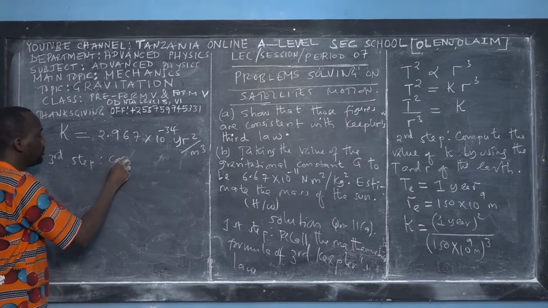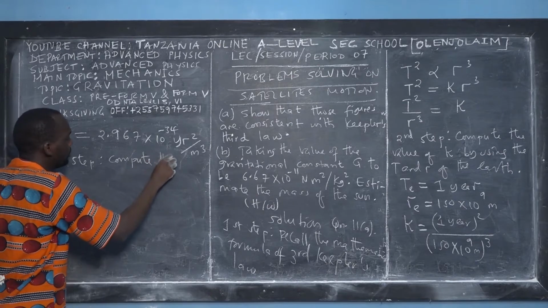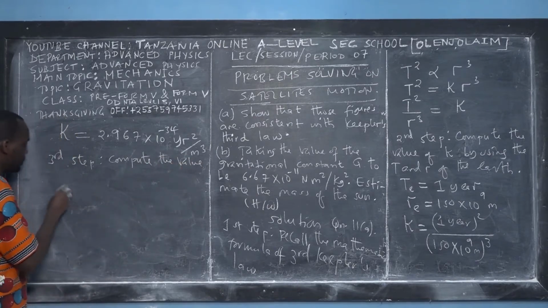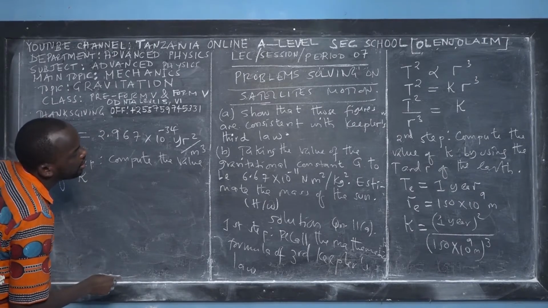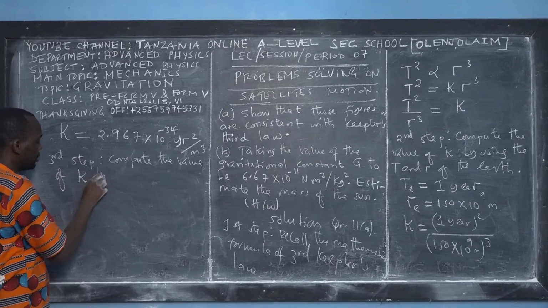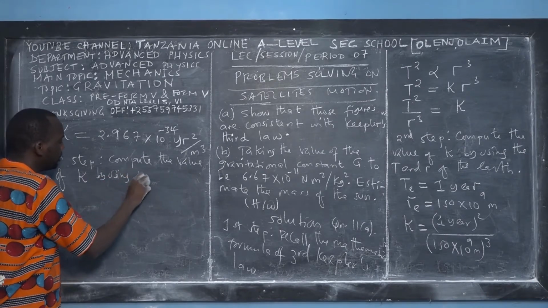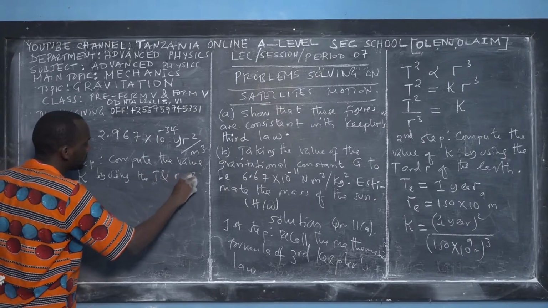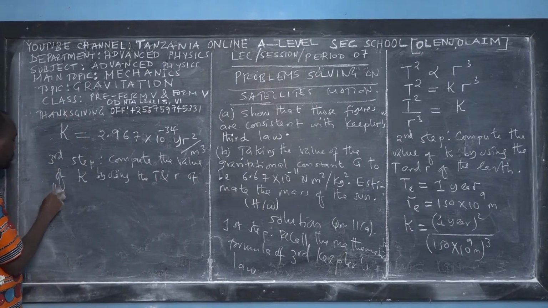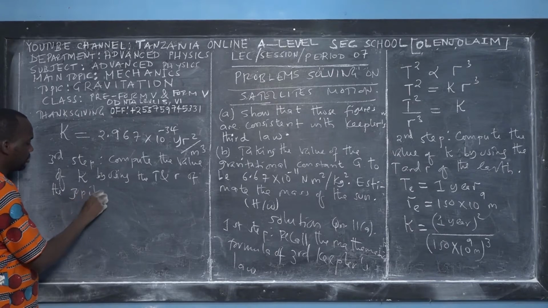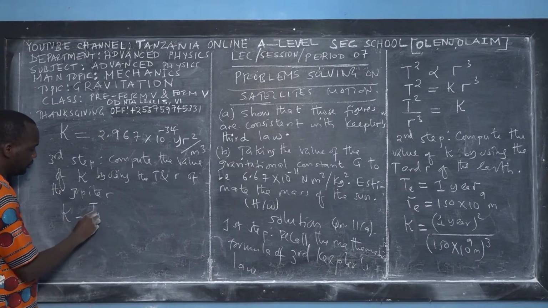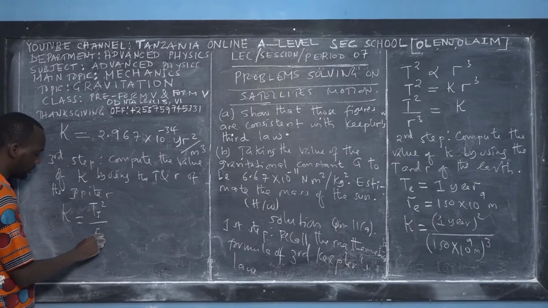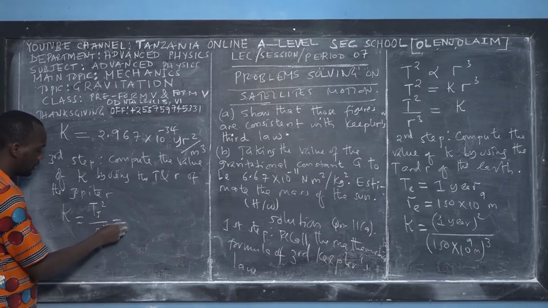Now for the steady state, we compute the value of the proportionality constant by using the period and radius of Jupiter. So this proportionality constant is the period of Jupiter over the distance from the center of Jupiter to the sun.